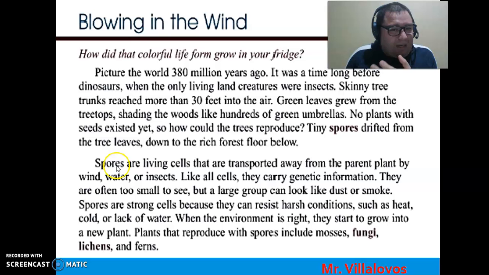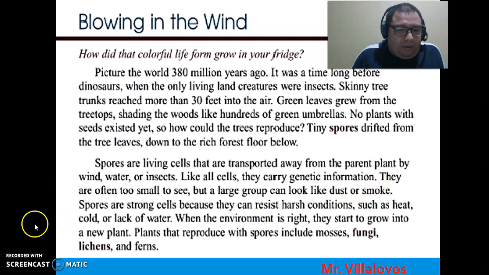Spores are living cells that are transported away from the parent plant by the wind, water, or insects. Like all cells, they carry genetic information. They are often too small to see, but a large group can look like dust or smoke. Spores are strong cells because they can resist harsh conditions such as heat, cold, and lack of water. When the environment is right, they start to grow into new plants. Plants that reproduce with spores include mosses, fungi, lichens, and ferns.